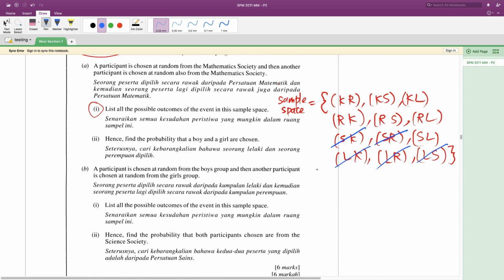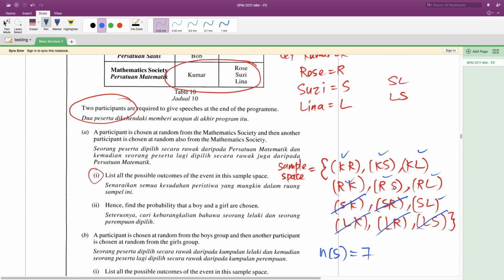So over here you should know your number of outcomes: 1, 2, 3, 4, 5, 6, 7. Inside the 7, you have to make sure there's no repeat: KR, KS, KL, RK, RS, RL, and SL. Yes, so it's 7. After you list them out, hence find the probability that a boy and a girl are chosen.